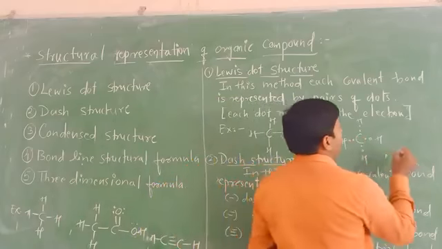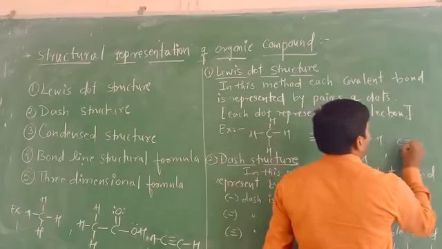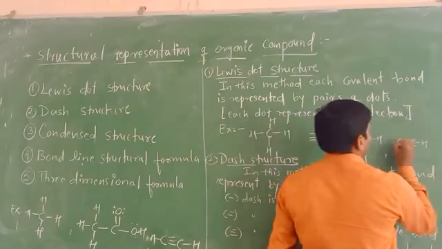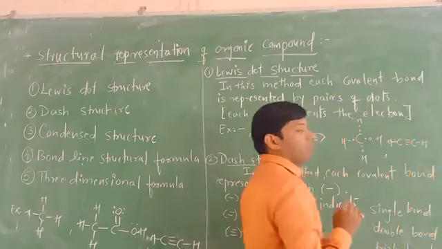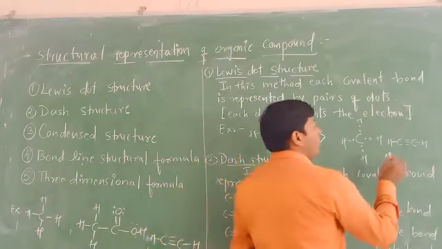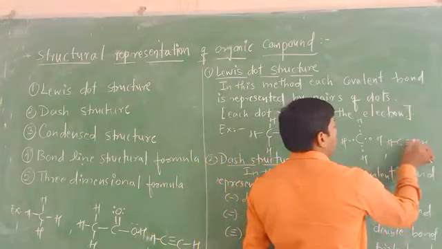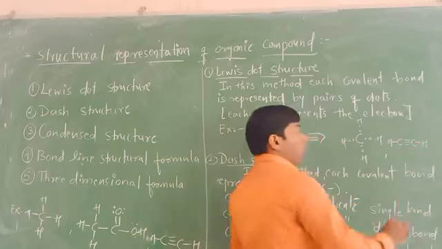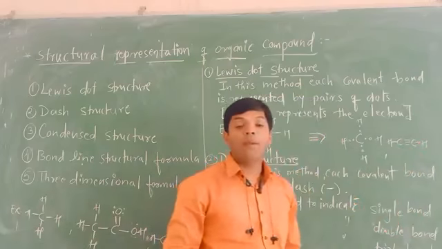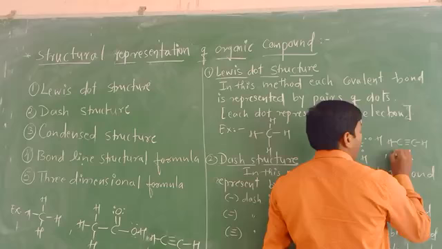Second example, a simple example, HC triple bond CH. This is ethyne. Here how many bonds are there? Total, 1, 2, 3, 4, 5. Here 3 sigma bonds and 2 pi bonds are there. How can one convert this to a Lewis dot structure? I will write this one.